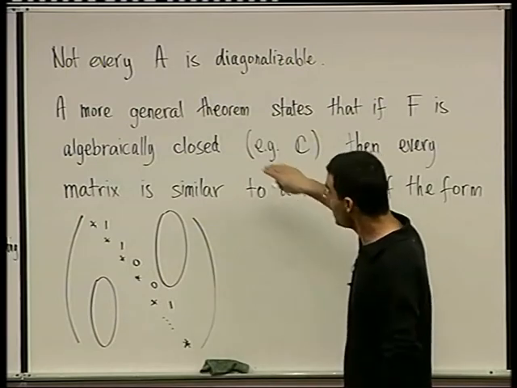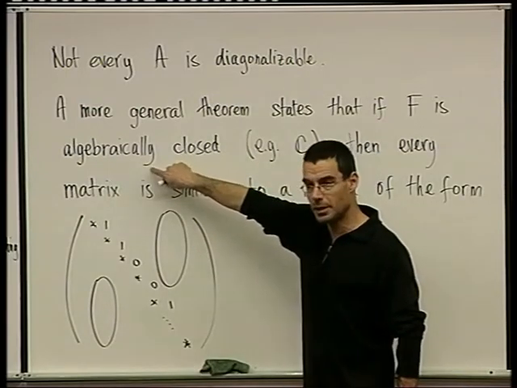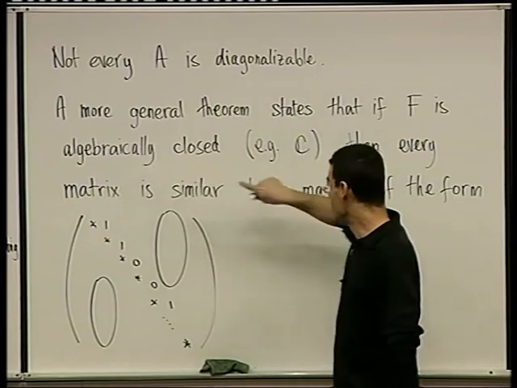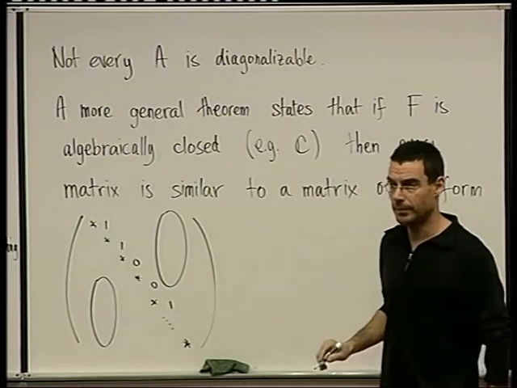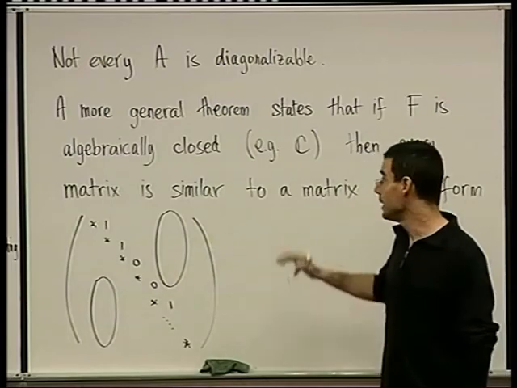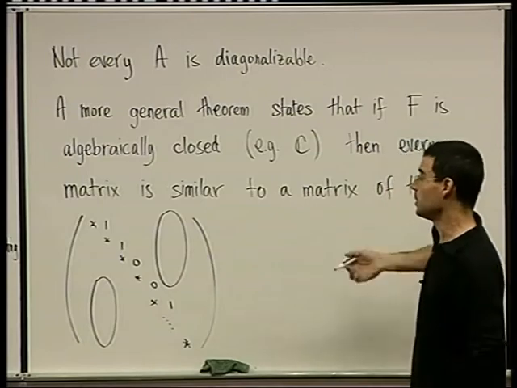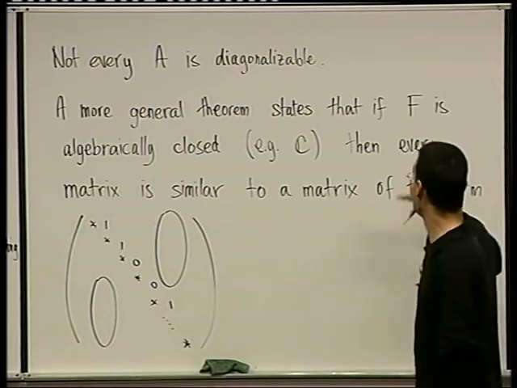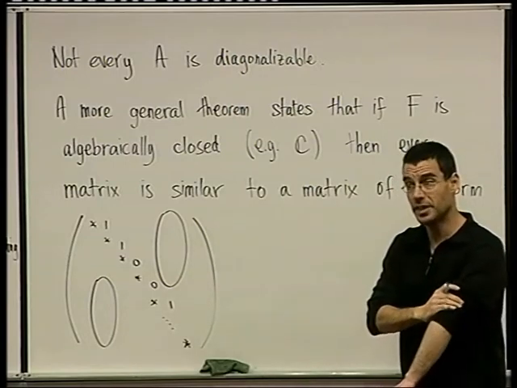And that's guaranteed over any algebraically closed field. So if you're working over the complex numbers, this is guaranteed. If you're working over R, it's not. We still need to pay an even bigger price in order to say every matrix. So we'll say that in a minute.